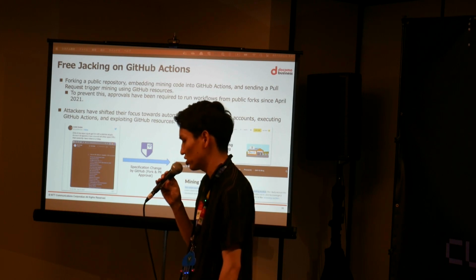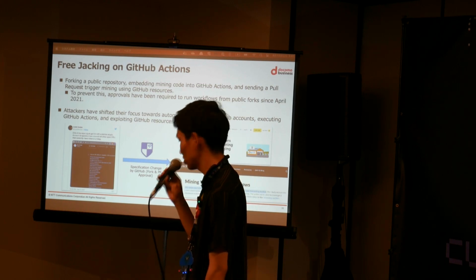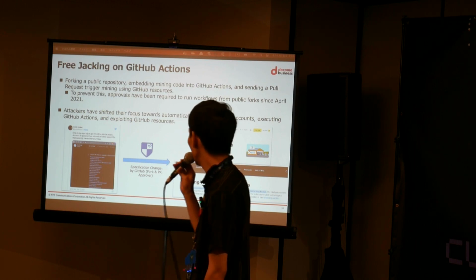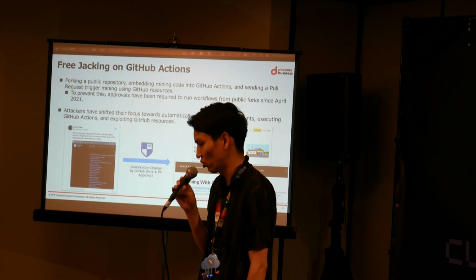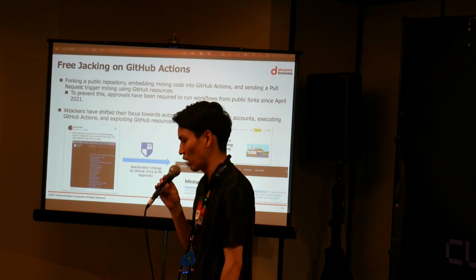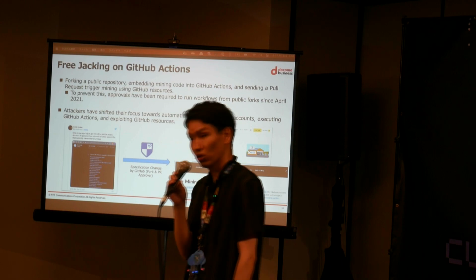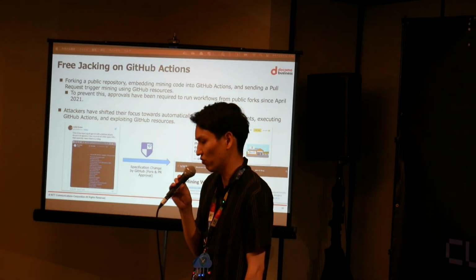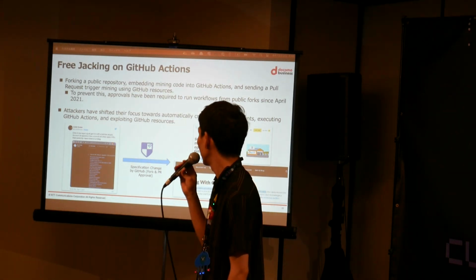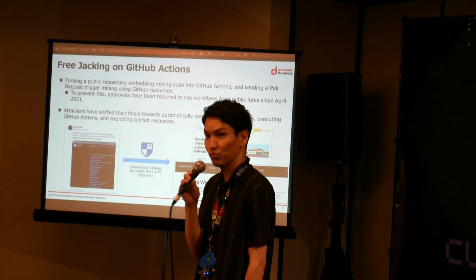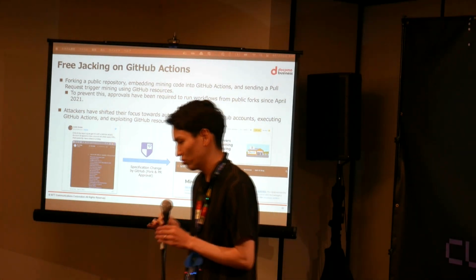But to prevent this, GitHub changed the specification, and approval has been required to run workflows from public forks since April 2021. So attackers have shifted their focus toward automatically creating GitHub accounts, executing GitHub Actions, and exploiting their resources.